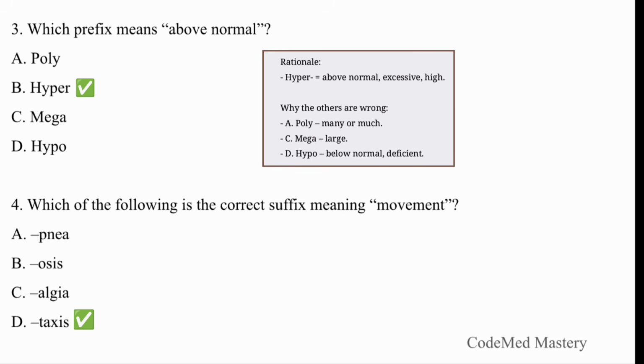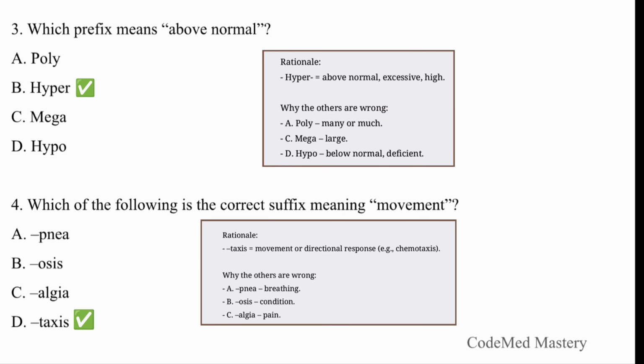Whenever you're learning medical terminology, make sure you write down the meaning in front of each term. It will help you memorize the terms easily. Taxis means movement or directional response. For example, chemotaxis. Option A, nia, refers to breathing. Option B, osis, refers to condition. And option C, algia, refers to pain.